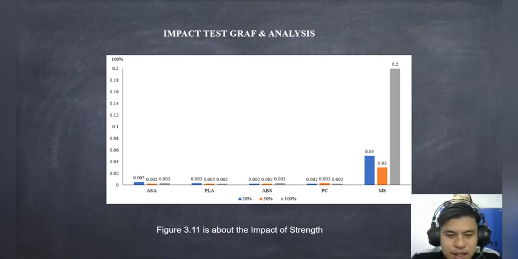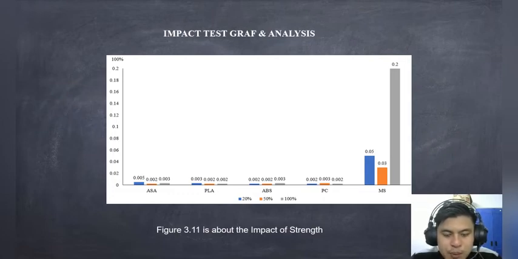As we see, the ASA black, for the blue, it is the highest, which is 0.005 for impact strength. Meanwhile the 100% is the second highest, which scores 0.003, and the weakest is 0.002. Secondly is the PLA for the impact strength.